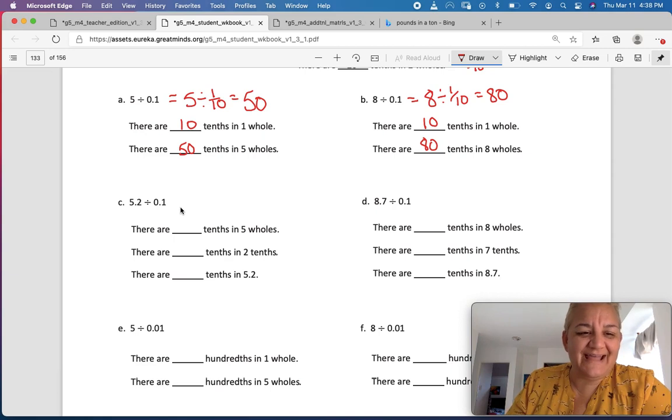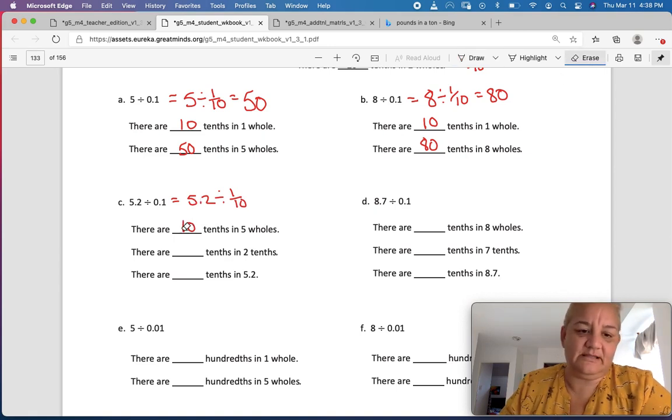So 5 and 2/10 divided by 1/10. Okay, so we're going to keep this one as a decimal, and we're going to divide by 1/10. Okay, now think about this. There are 10 tenths in 1 whole, so how many tenths in 5 wholes? Well, 50. Okay, so that equals 50.